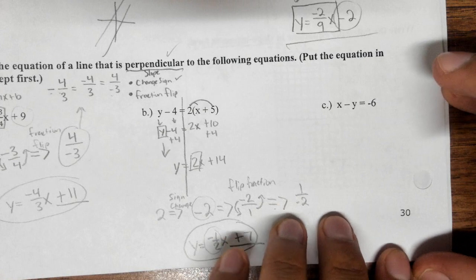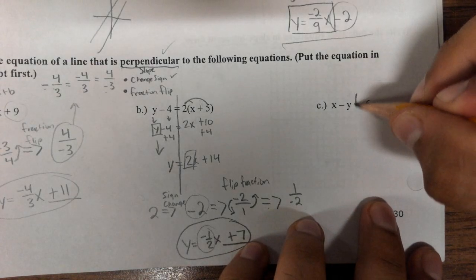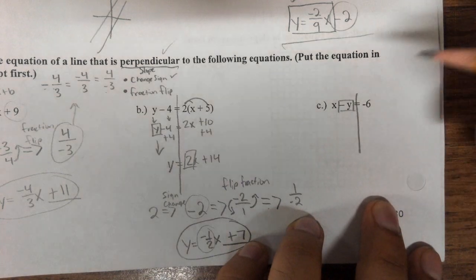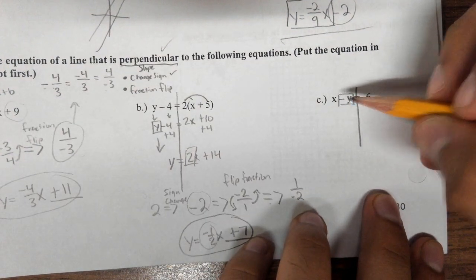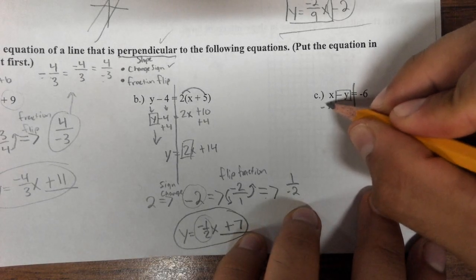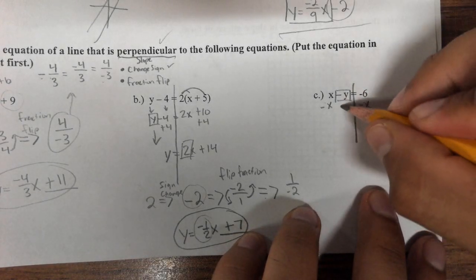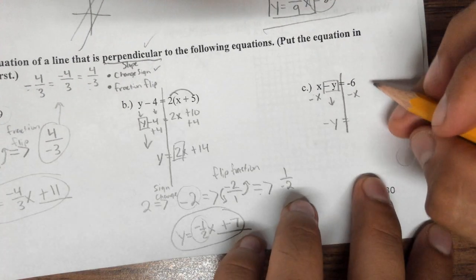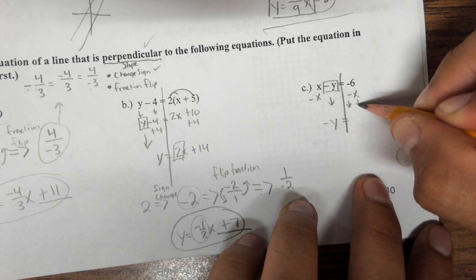Alright, now last one, part C. Same thing, we have to make sure that we solve. So I need to solve for y. I need to box in the y with the sign. So box in the negative y. I need this x on the other side, so I subtract x. This comes down. I have minus y. These two are two different things. Bring them both down.